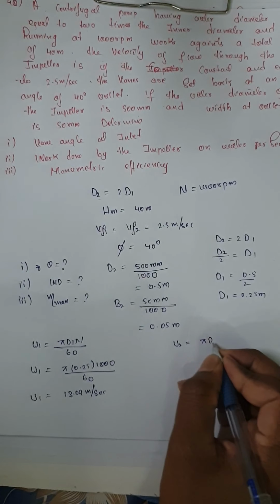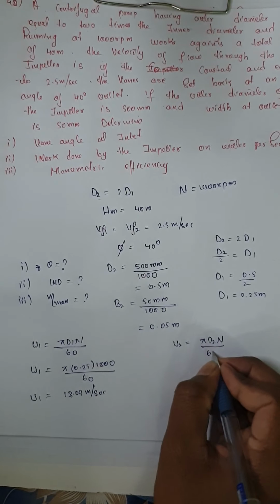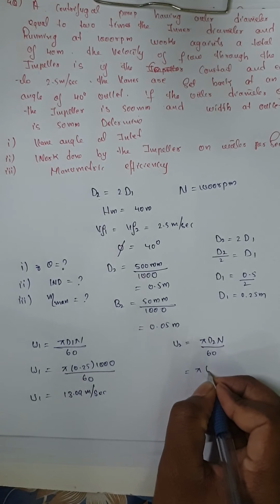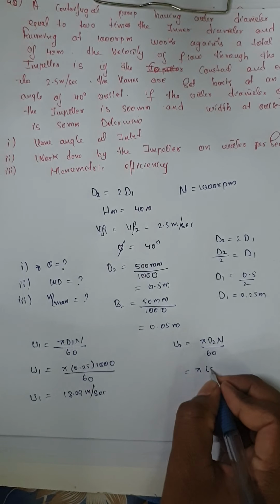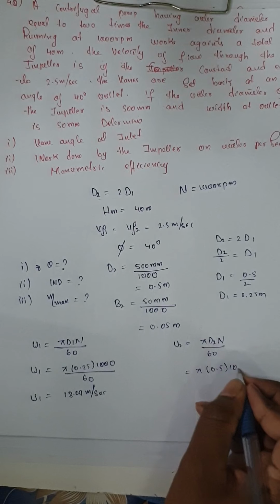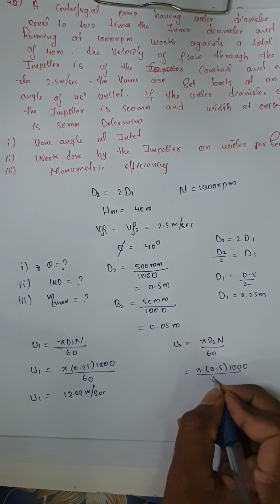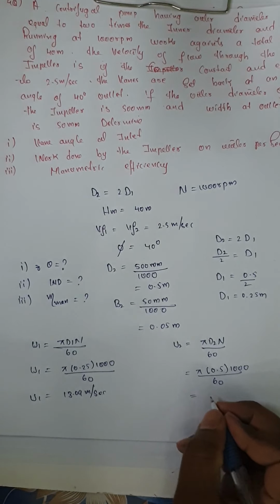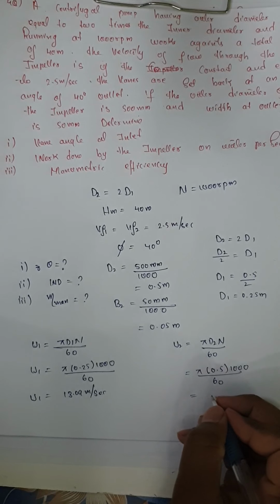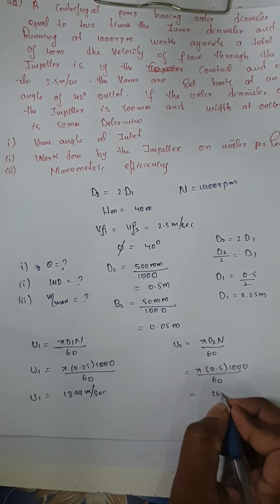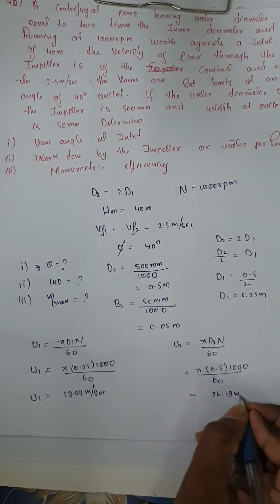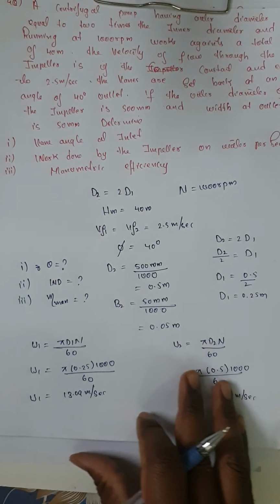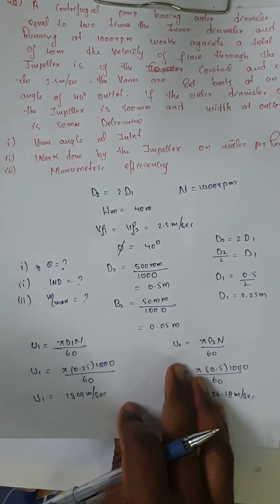Next you have to find out u2. u2 is equal to pi D2 N by 60. Pi write down as it is, D2 value is given 0.5, N is 1000 by 60. If you solve this, you will get the value of u2. u2 value is 26.18 meter per second. So first try to find out u1 and u2. After finding the values of u1 and u2, next you have to go for the diagram.